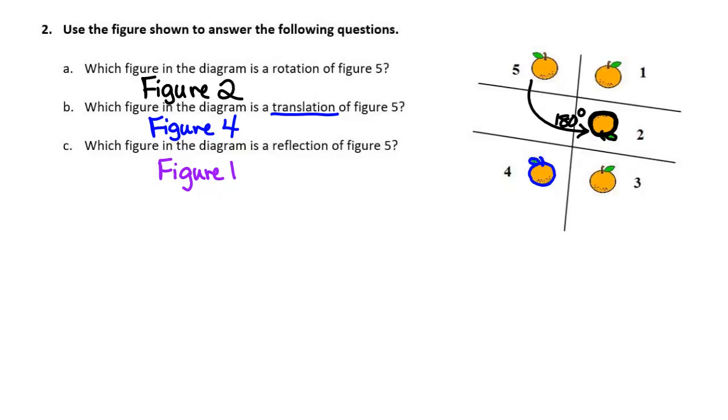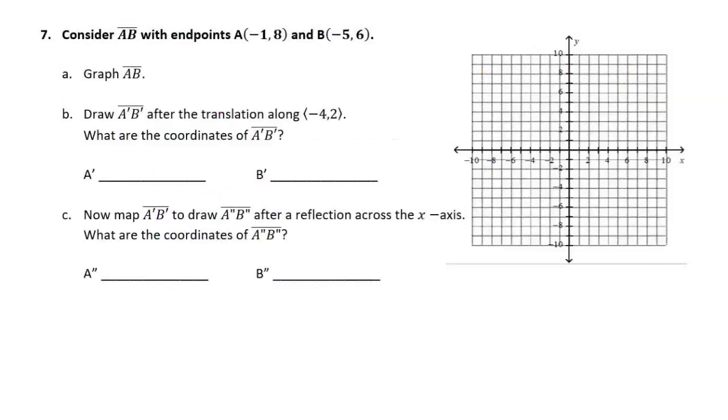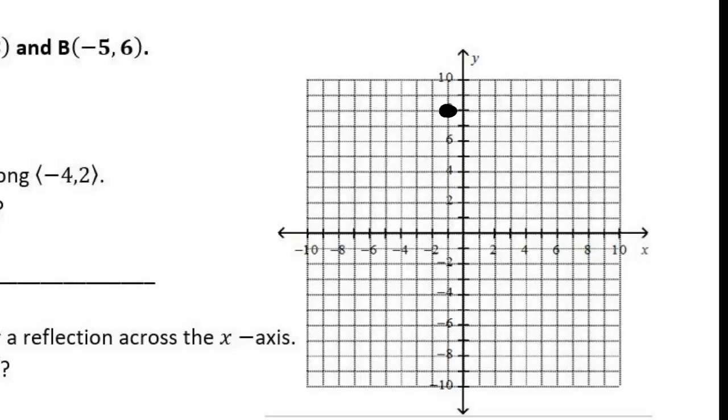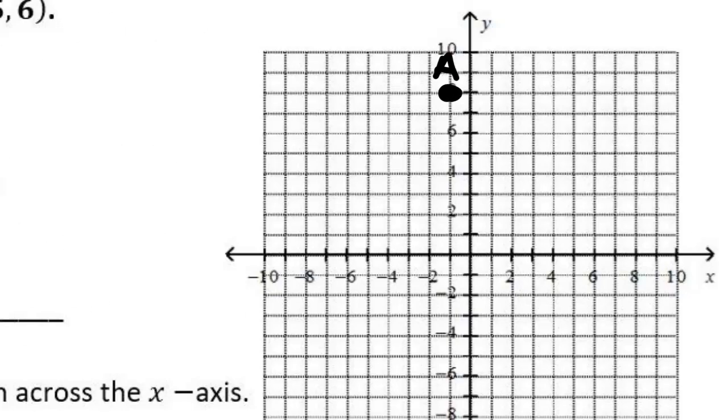What else do you guys want to see? 7. And which one? 9. So 7 and 9. Let's go to 7 first. All right, we're going to graph segment AB. A is -1, 8, right up here. And B is -5, 6, right here. I'm going to grab my straight edge and I'm going to connect those two together.